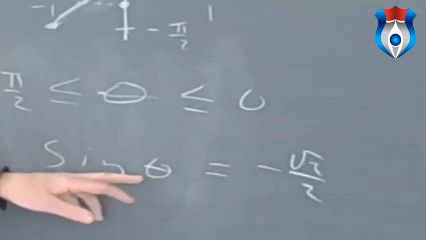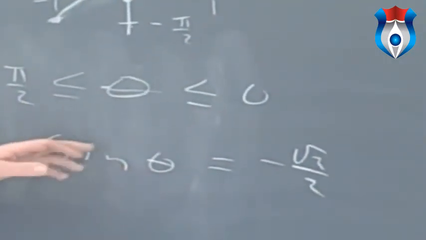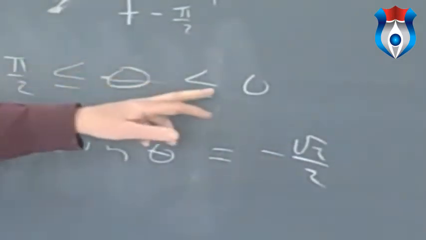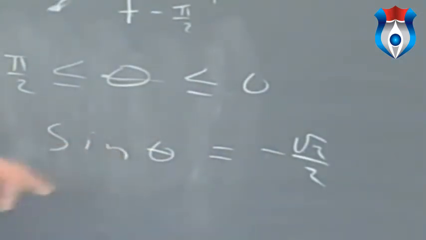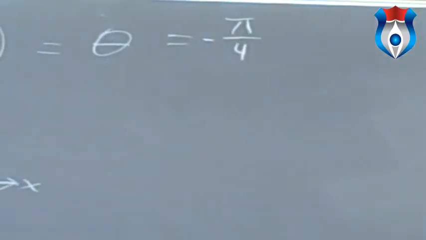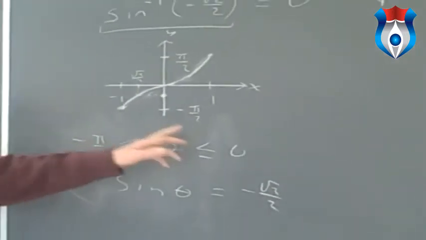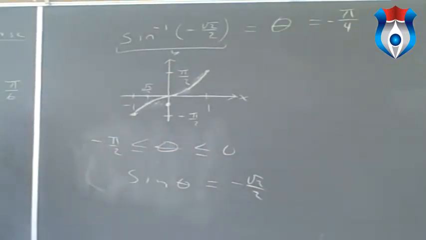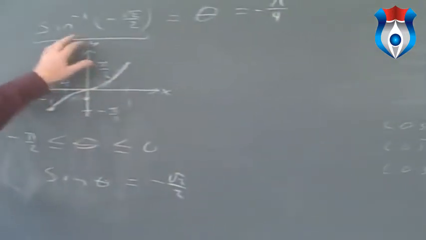Well, the reference angle would be 45 degrees. Sine of 45 degrees gives you root 2 over 2, but this is an angle between negative pi over 2 and 0, and it's negative, so what it would have to be is negative pi over 4. Yes, the sine of negative pi over 4 will give you negative root 2 over 2, and it is between negative pi over 2 and 0. I'm kind of sloshing through this, but you get the idea.